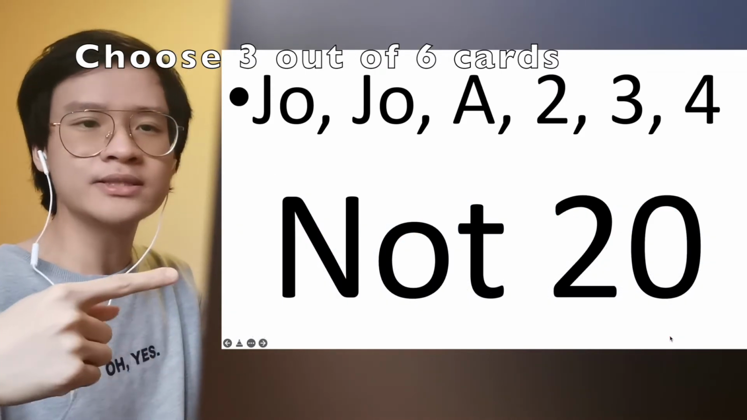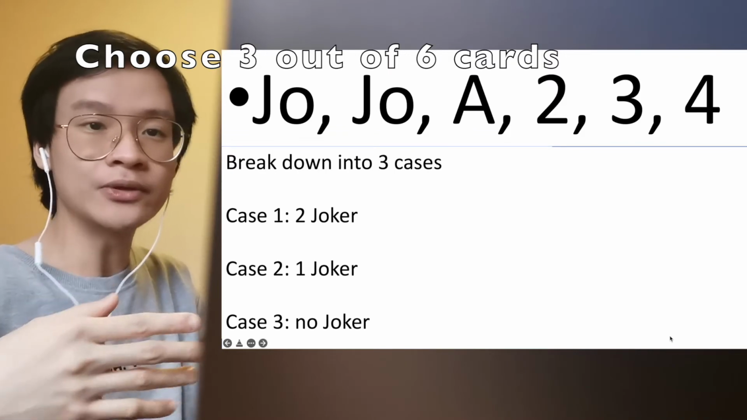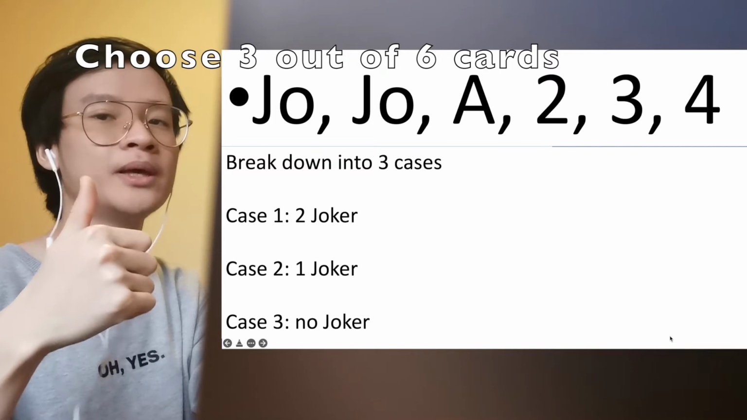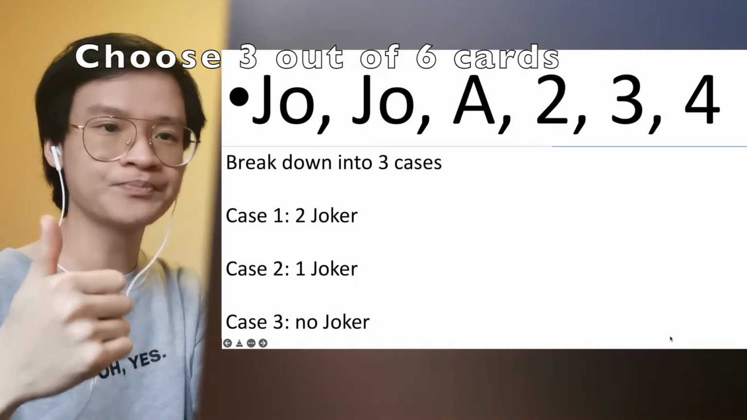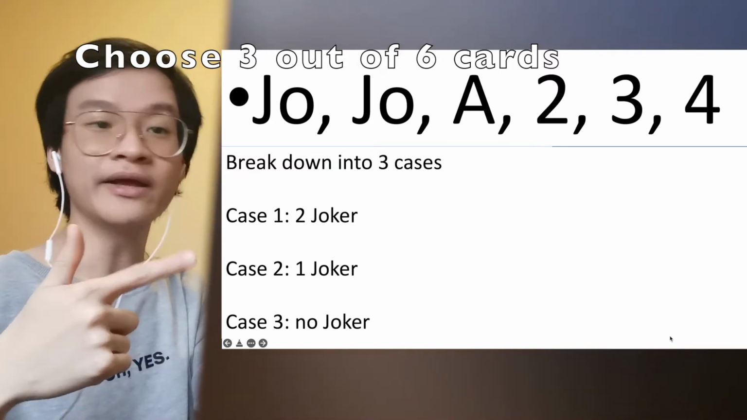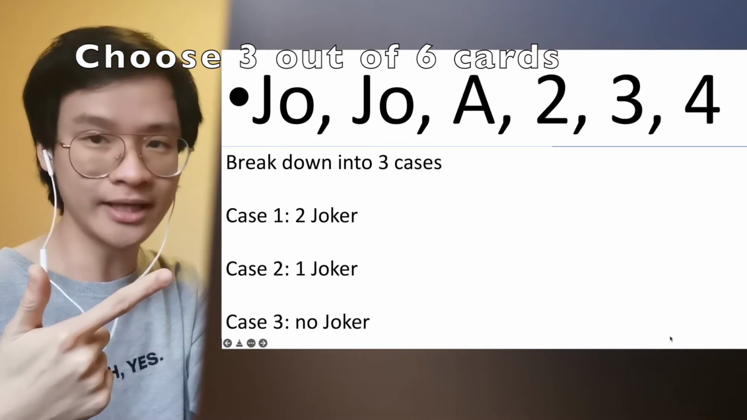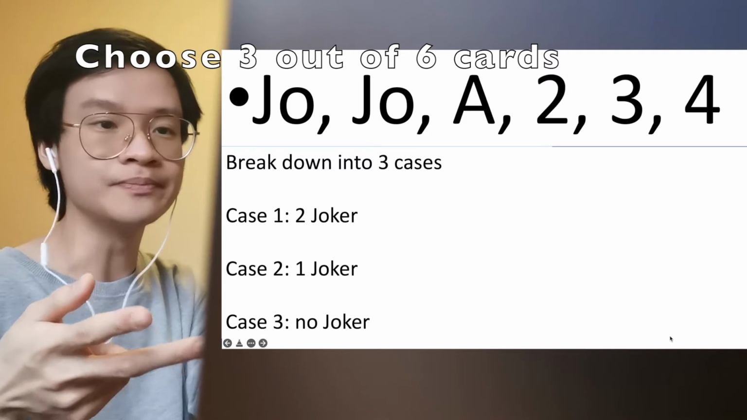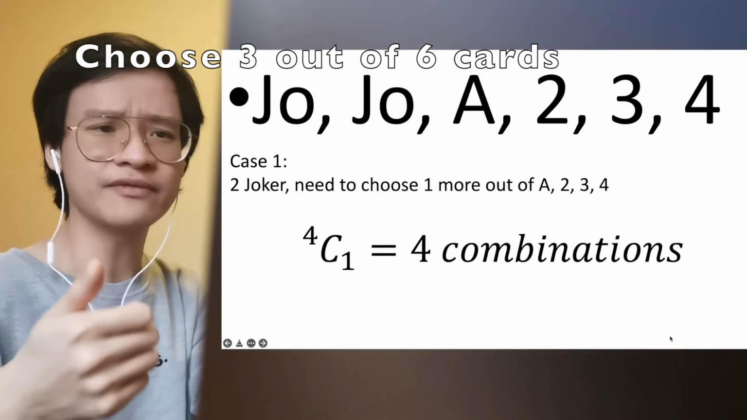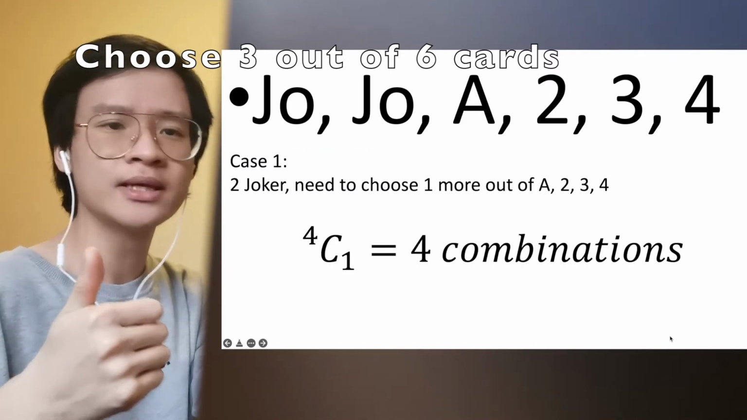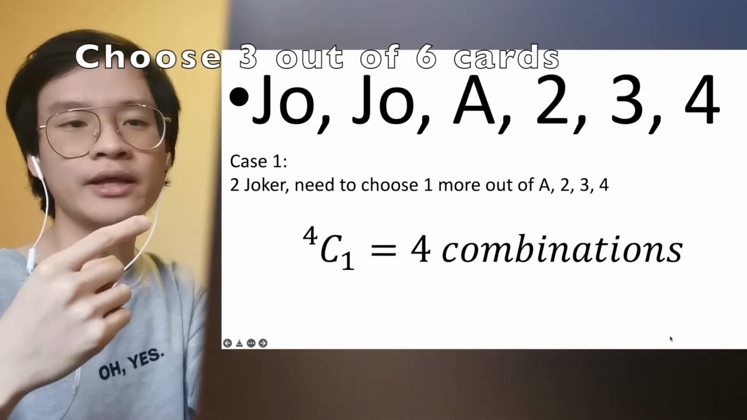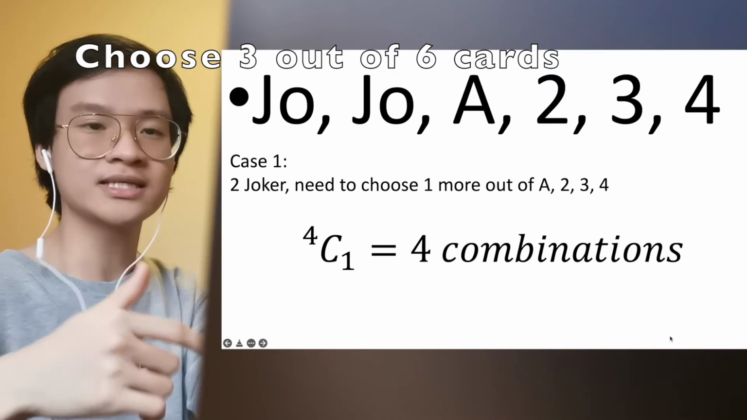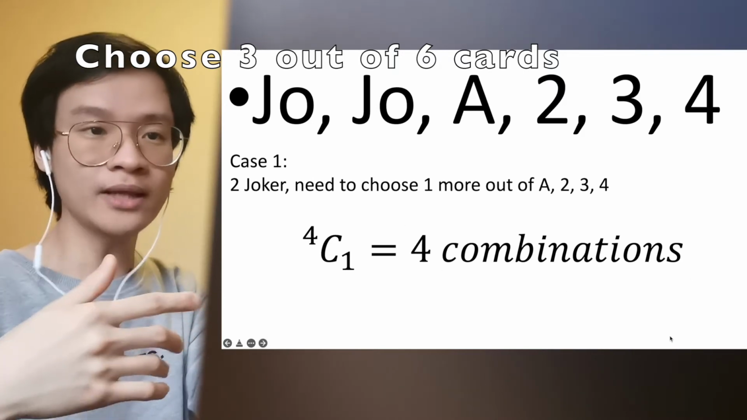The correct way to do this is actually by breaking down into 3 cases. So what are the 3 cases? The first case is that both of the jokers are chosen. The second case is that only one of the jokers is chosen. And the third case is that none of the jokers is chosen. For the first case, if both jokers are chosen, this leaves you with 1 spot and you need to choose any one of the 4 cards to be in that spot. Hence 4C1, which is 4.